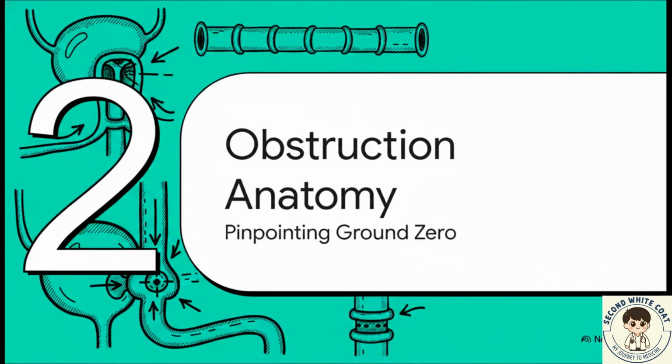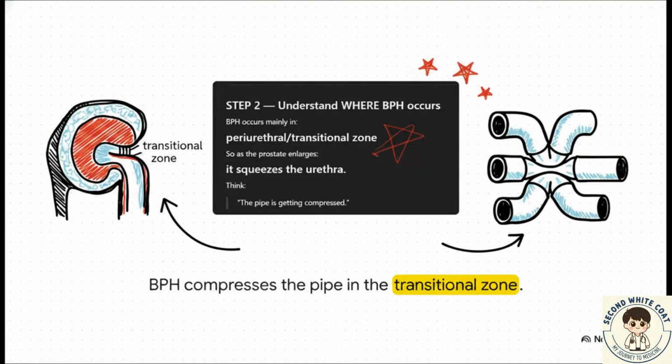Section 2. Anatomy of the obstruction. Pinpointing ground zero. Now that we've decoded the symptoms and isolated our triggers, let's localize the anatomical defect. We need to know exactly where this obstruction is happening at ground zero. BPH occurs mainly in the periurethral or transitional zone of the prostate. This is incredibly important conceptually. Because it grows right around the urethra, as the prostate enlarges, it physically squeezes that tube. The physical pipe is quite literally getting compressed, shutting off the outflow tract.